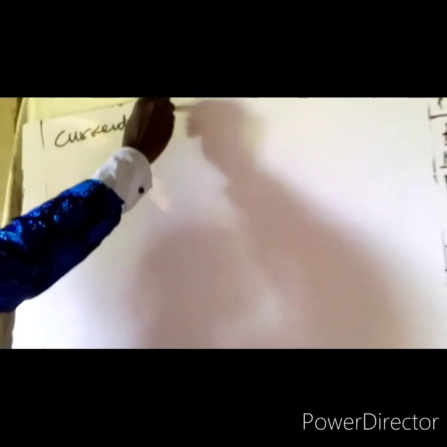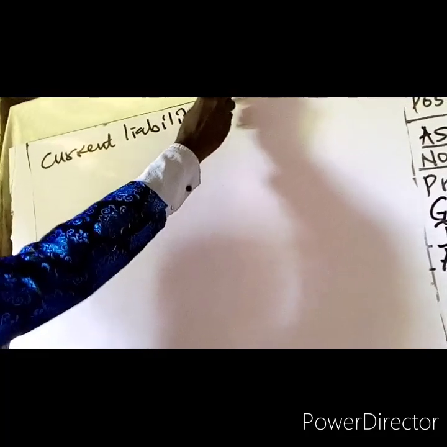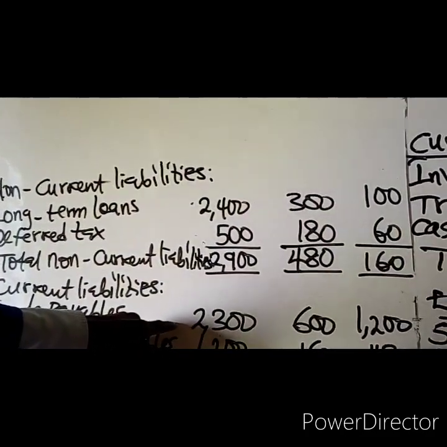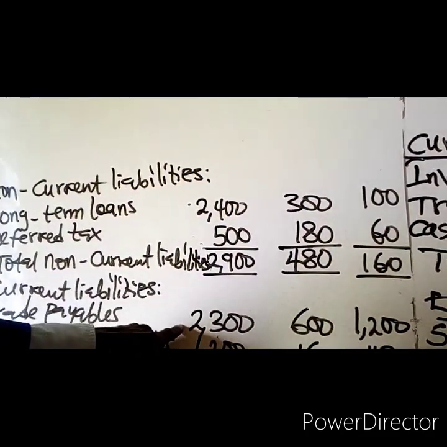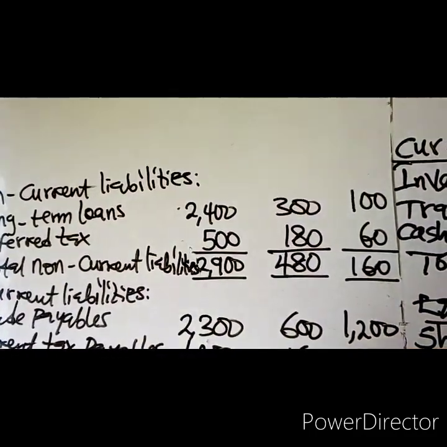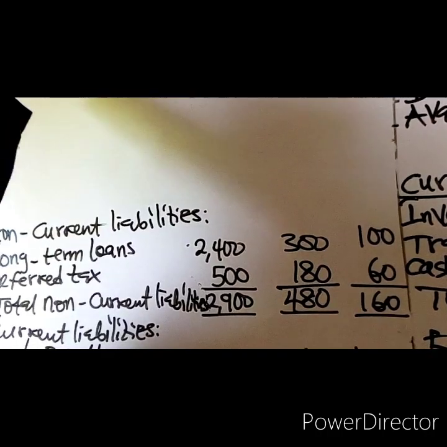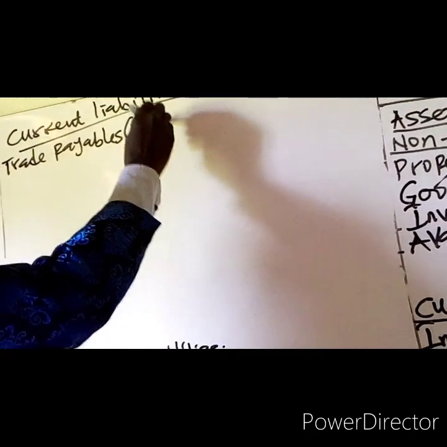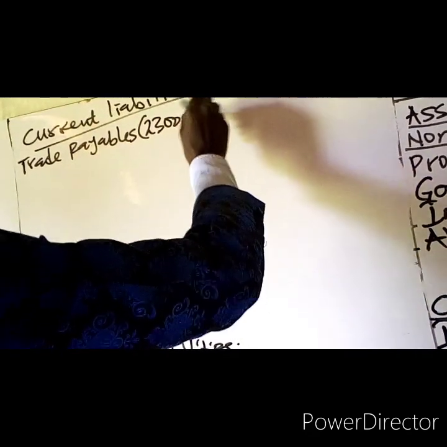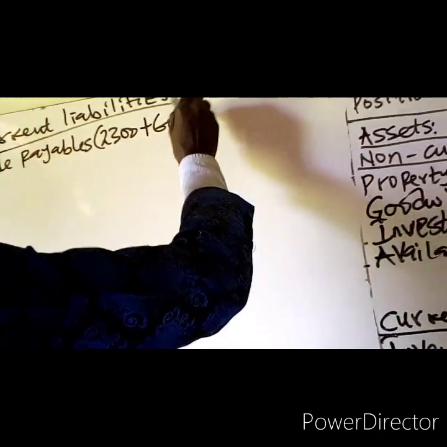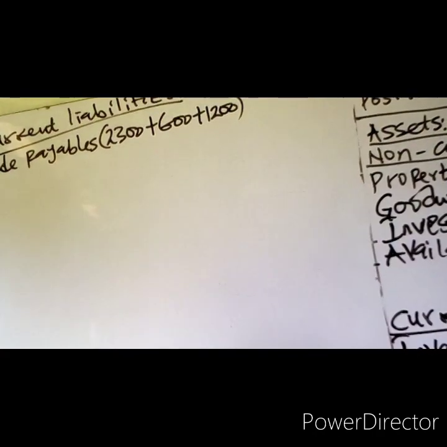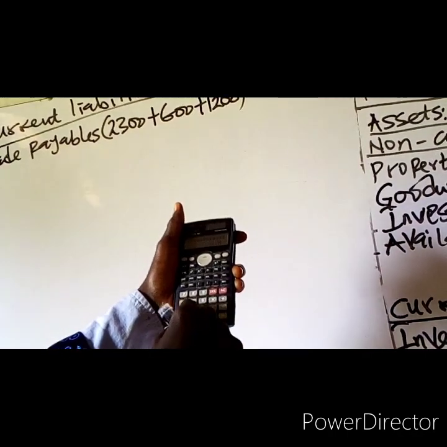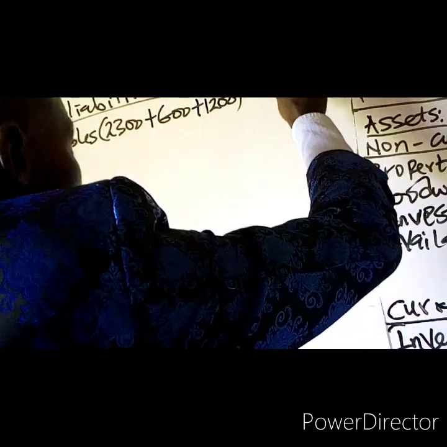Then you also have current liabilities. You have trade payables. Trade payables 2,300, 600 and 1,200. That will be 2,300 plus 600 plus 1,200. Then you have 4,100.